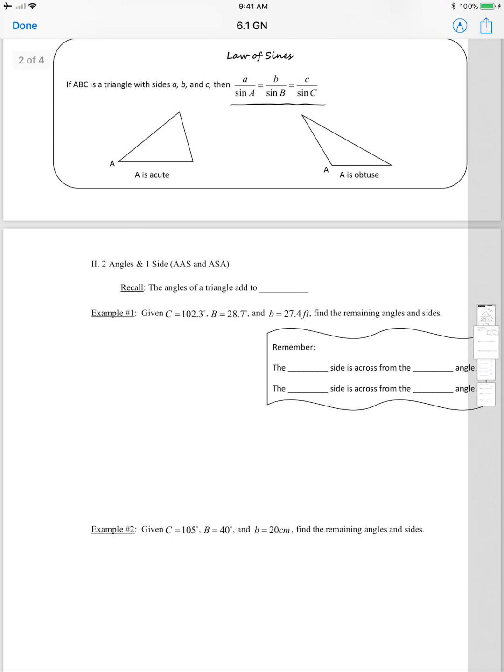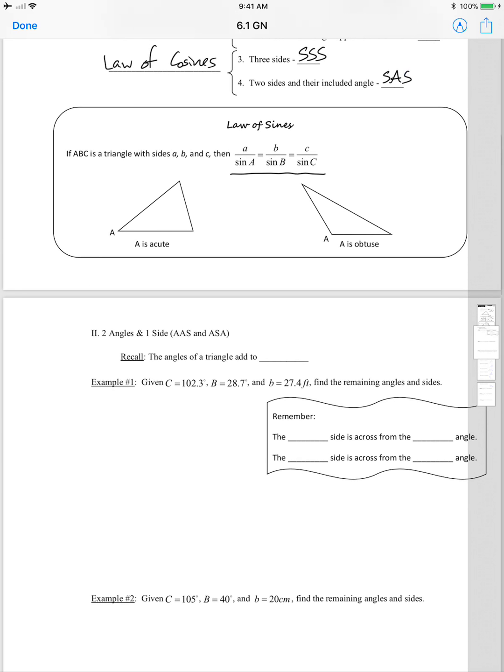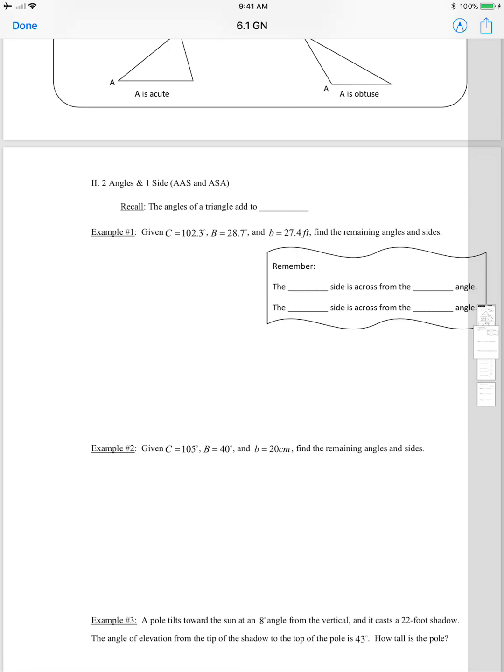So let's take a look at some examples of this. The easiest example, using the law of sines, and again, that's just this set of ratios here, is two angles and a side, so angle, angle, side, or angle, side, angle.